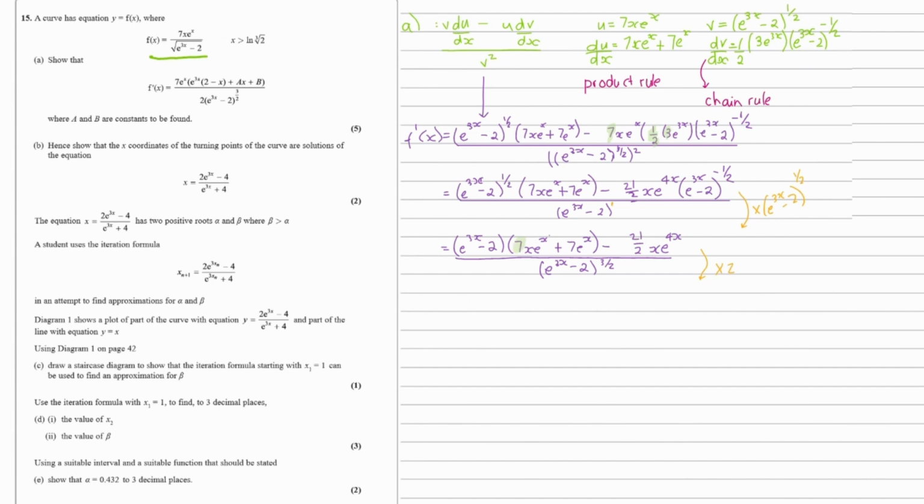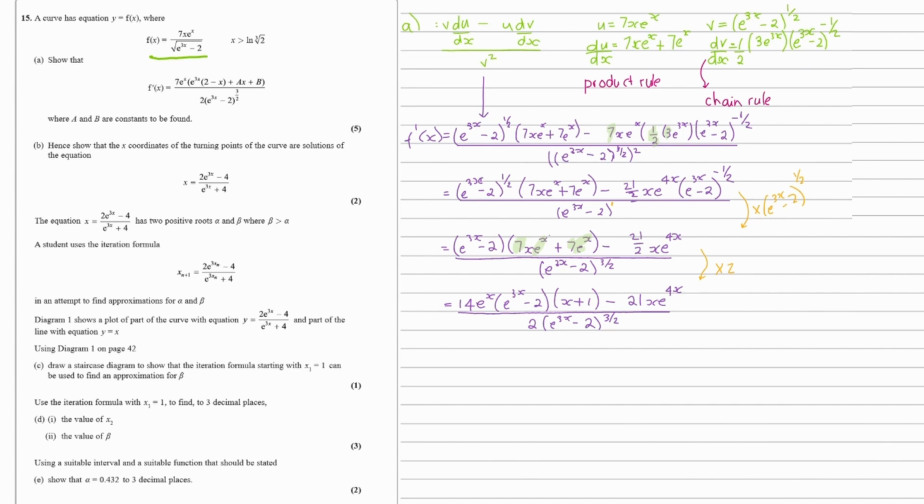So for the first terms, what we're going to do is factorize our 7e to the power x outside and multiply it by 2, which gives us 14e to the power x. We've got bracket e to the power 3x minus 2. And then to factorize that second bracket, we would put x plus 1 minus, if we do 21 over 2 times 2, that just makes that 21x e to the power 4x over 2 bracket e to the power 3x minus 2 to the power 3 over 2.